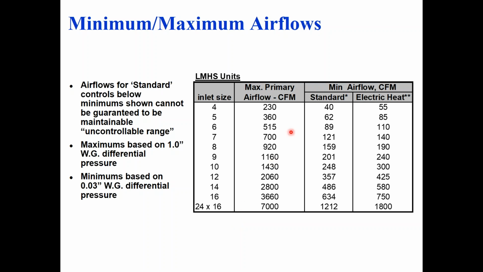There's going to be minimum CFMs for each box. This is showing you sizes 4 through 16. These are all round inlets. The very bottom of the list has one oddball rectangular inlet, but these are round inlets. Typically, they come in even sizes. 6, 8, 10, and 12 inch are the most common.